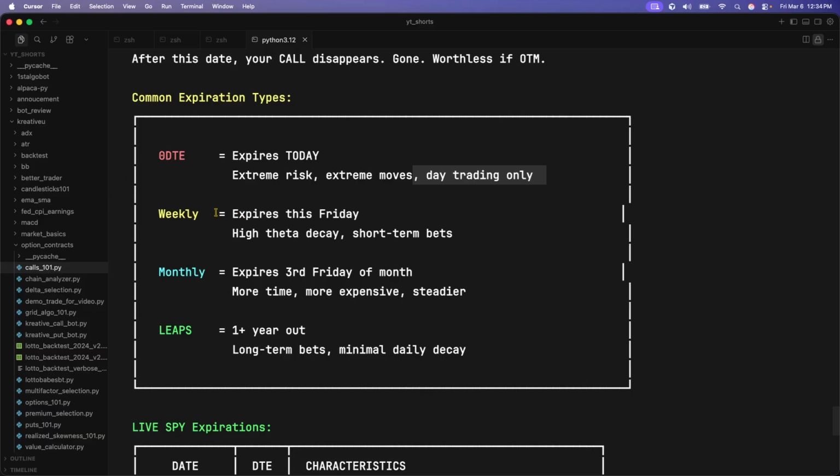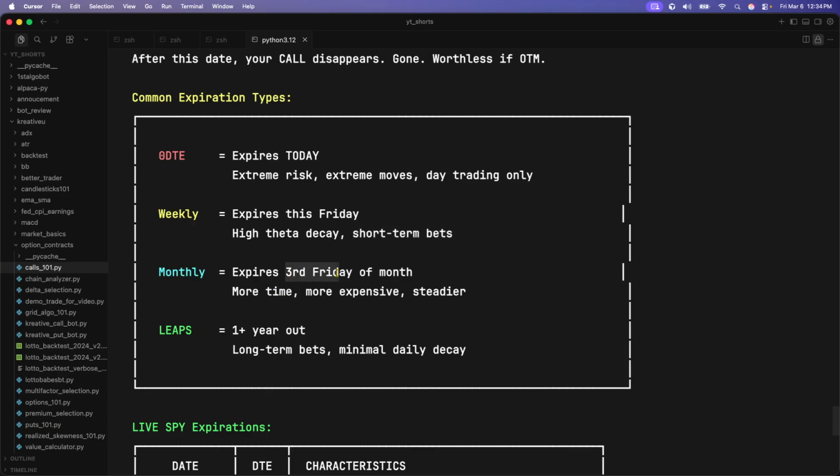Weeklies are option contracts that expire this Friday. High theta decay. And what is theta? This is just the cost of being able to hold the option contract. Think of it like this, an ice cream cone that's melting, right? So as soon as you put your first scoop on there, it is melting from that start. So that's that theta decay. And short-term bets for your weeklies. And then you have monthlies.